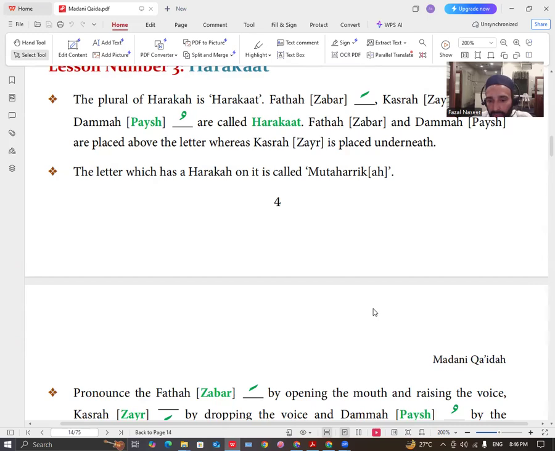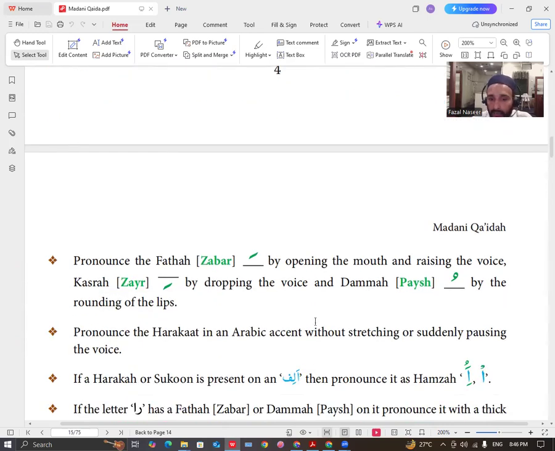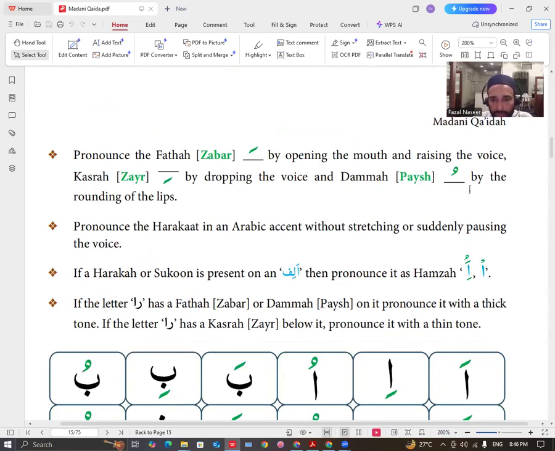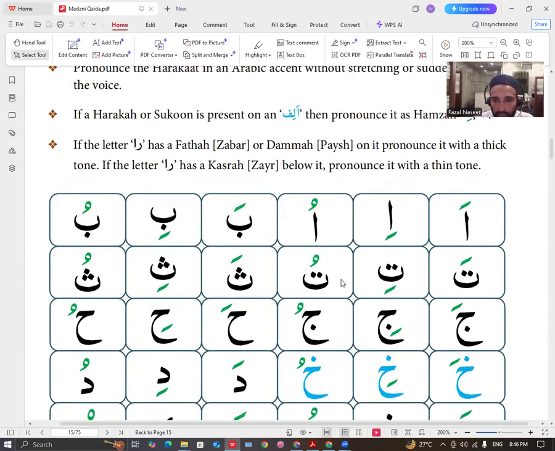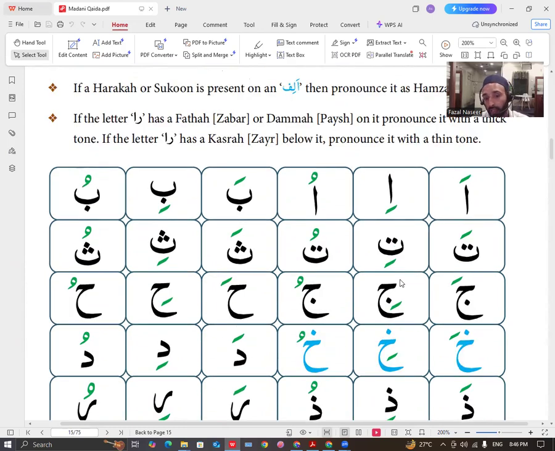Now, what difference do they make, and how do they guide us to pronounce the letters? Zabar, Zer, Pesh, Fatha, Kasra, Dhamma. We have already read these 29 alphabets of the Arabic language. Now, if there are any haraka, these signs above or below, or Dhamma, how do we pronounce them? This was the first letter of the Arabic alphabet. If there is Fatha or Zabar above it, we will say Alif Zabar A, or Alif Fatha A. And if there is Zer or Kasra, we will say Alif Kasra E, or Alif Zer E.